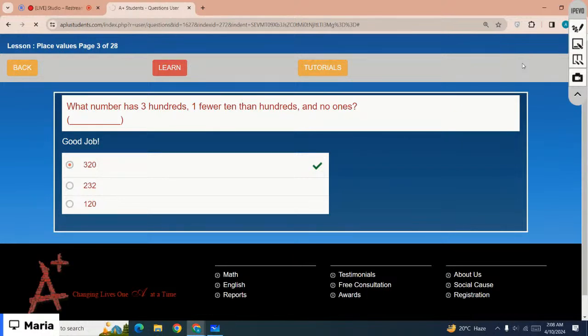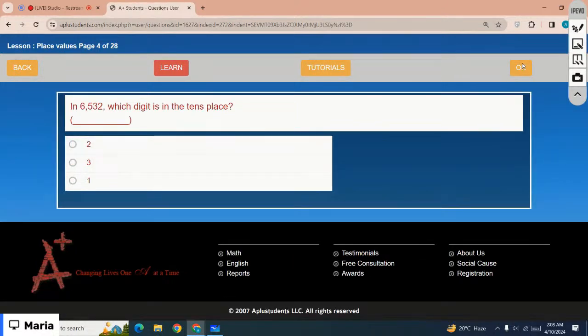Okay, the next one is in 6532, which digit is in the tens place? Which is the correct option?